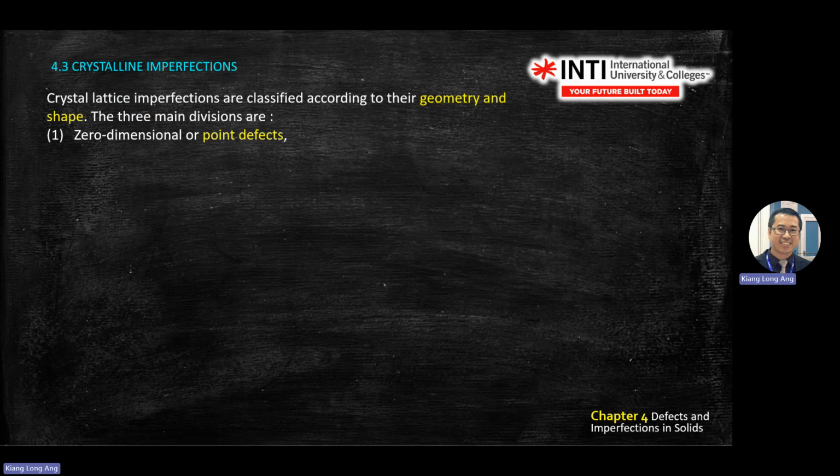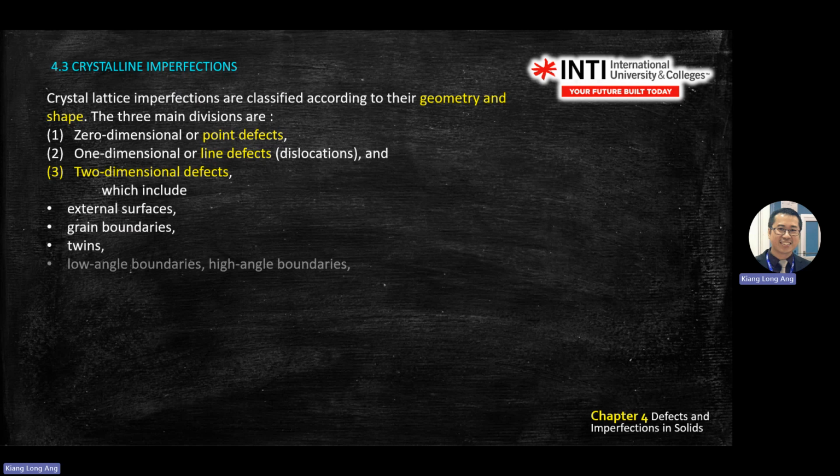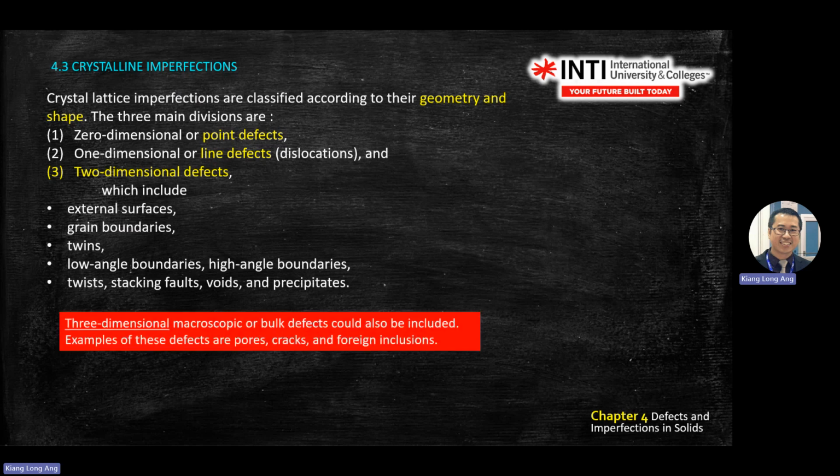Okay, now we go into defects, or crystalline imperfections. There are a few defect families. One is point defect, which is 0 dimension. Then 1 dimension is line defect. I'll show you the diagram later. Then 2-dimensional defect and all this. So you go one by one.